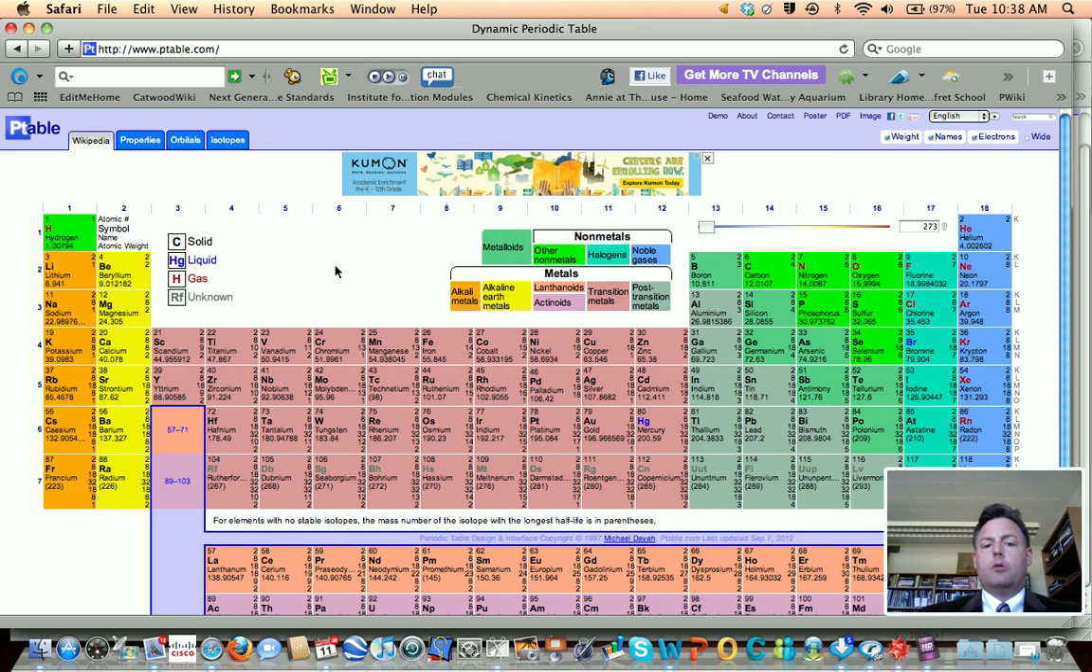So what's our goal? Our goal is to create for you an individual periodic table, color-coded by you, that can be used as a resource for you in class.